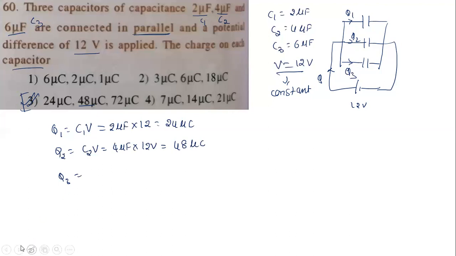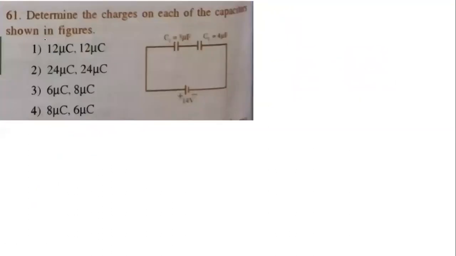Question number 61. Determine the charge on each of the capacitors shown. They are given capacitors C1 and C2, 3 microfarad and 4 microfarad, connected to a battery of 14 volt. We need to determine the charge. Since it is a series combination, the charge flowing remains constant.